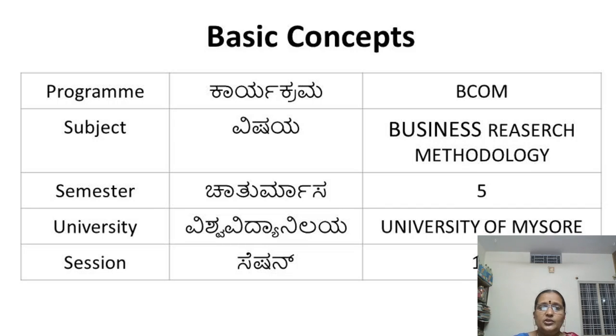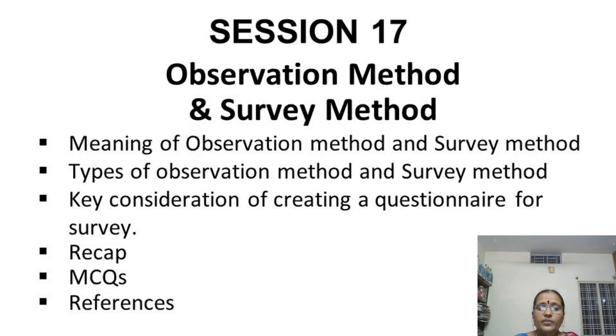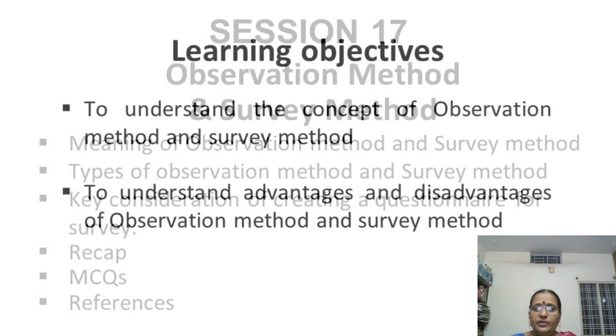In the last session, we learned the various methods of collecting primary data, and the methods of collecting data were learned in brief. In this session, we learn elaborately the first two methods of collecting the primary data. That is, under this session, we learn the meaning of observation method and survey method, then types of observation method and survey method, and key considerations of creating a questionnaire for survey.